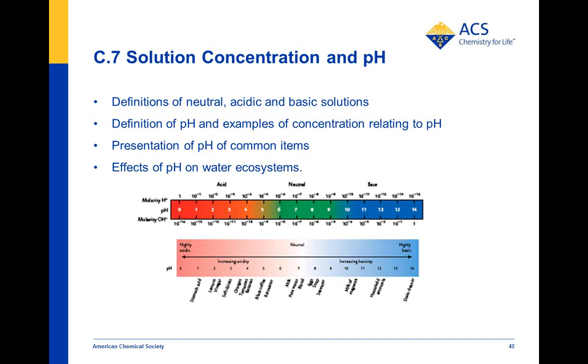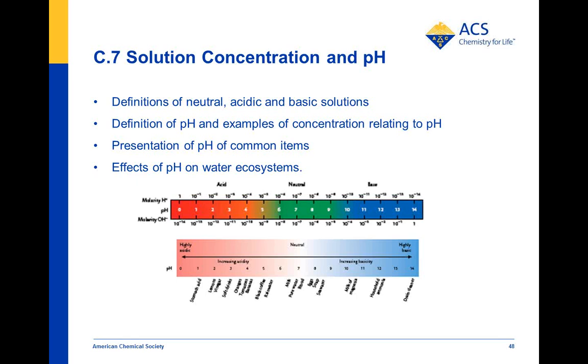So here we're going to look at C7. We're going to look at solution concentration and pH. So we define what is a neutral solution, acidic, and basic solution. They're going to look at the definitions of pH and the examples of concentration relating to pH. And then we're going to look at some of the pHs of common ions.